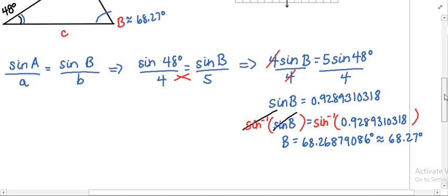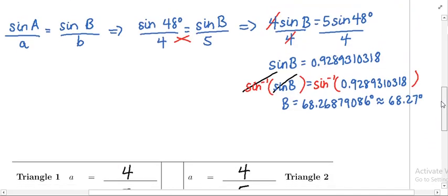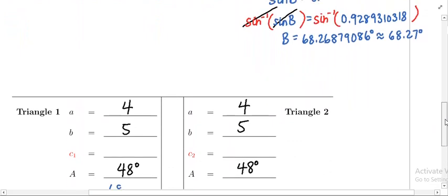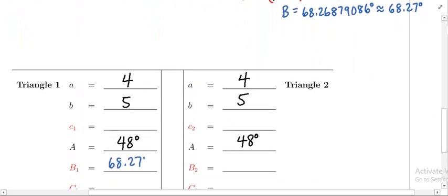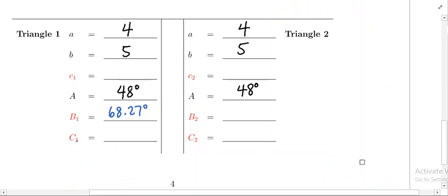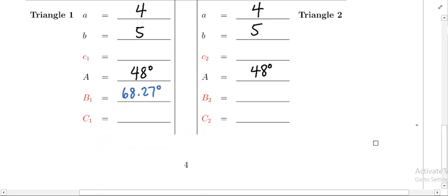I'm going to come here and fill this in for triangle 1, because we haven't even talked about a second triangle yet. So angle B is 68.27 degrees. Now at this point, since you shouldn't even be aware of a second triangle, I am going to go ahead and compute the third angle here, C1. So C1 is just angle C in the first triangle. We know angle A at this point, and we know angle B at this point.